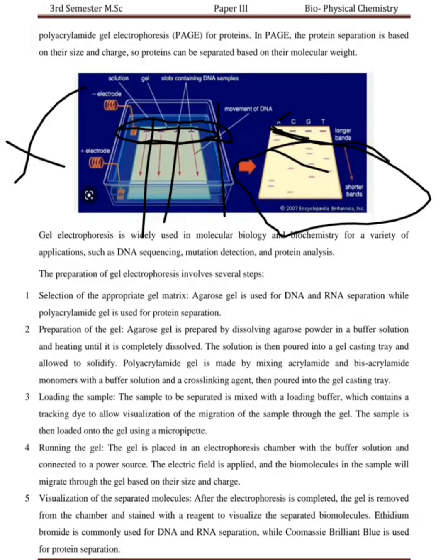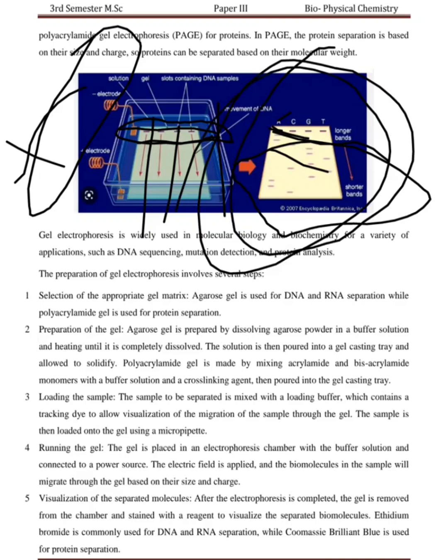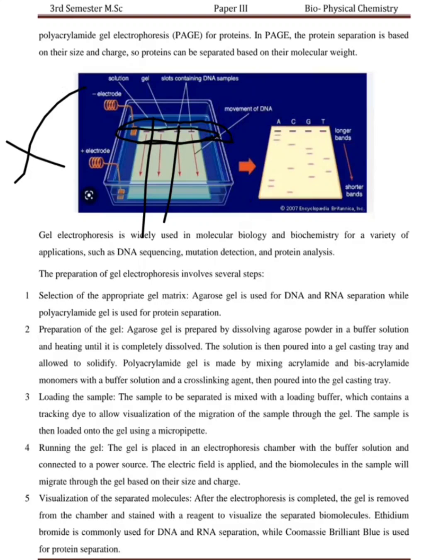Here, using the gel electrophoresis method, we are going to separate the RNA and DNA. Also, protein sequencing can be separated. So these are the separated molecules that can be seen in the tray here. After electrophoresis is complete, the gel is removed from the chamber and stained with reagent to visualize the separated biomolecules. Separated biomolecules, now we are going to see. These are each dots what you are seeing here. It is showing separated different biomolecules.